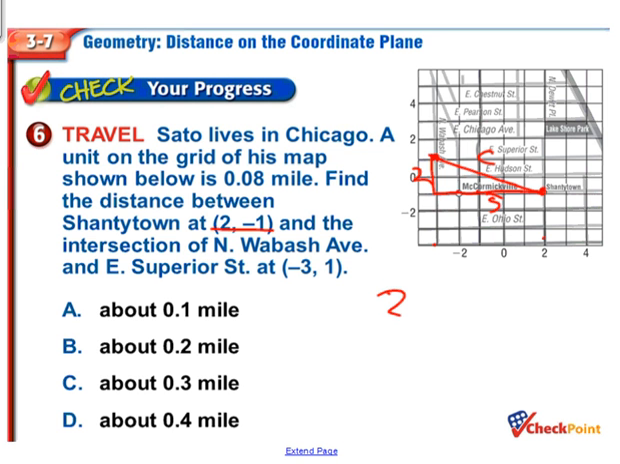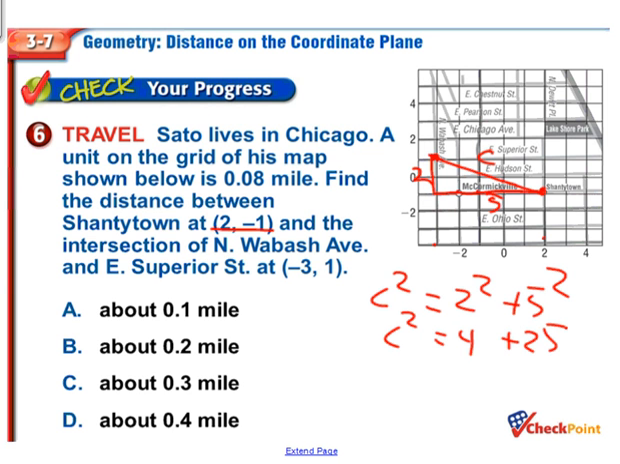So I'm going to say C squared. Correct that. C squared is equal to 2 squared plus 5 squared. C squared is equal to 4 plus 25. C squared is equal to 29. C then is equal to the square root of 29.